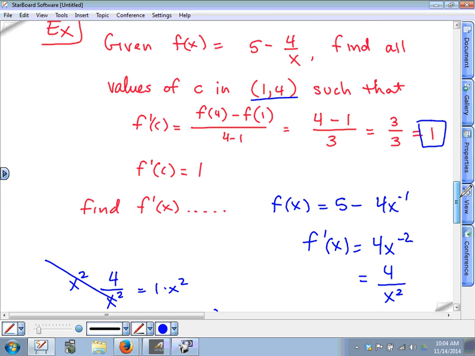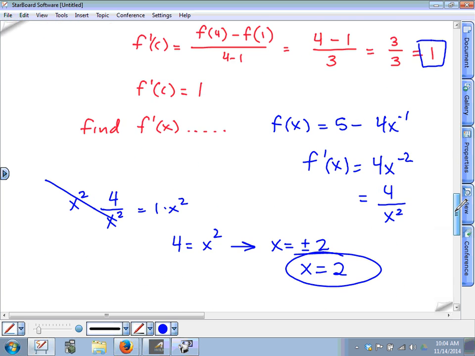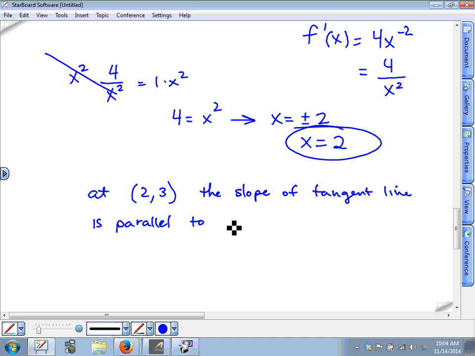What's the y value? Plug it back into the original. 4 over 2 is 2, 5 minus 2 is 3. So you would say at the point 2, 3, the slope of the tangent line is parallel to the slope of the secant line for the interval 1 to 4. It's only for the interval 1 to 4.